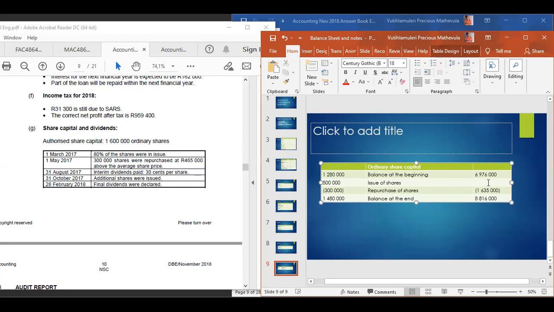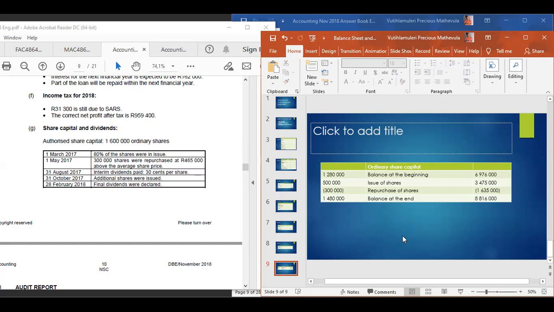So also here on the value, we're going to do the same thing. At the beginning, 6,976,000. We're going to subtract the repurchase of 1,635,000, and then we're going to subtract the value at the end of 8,816,000, and then we get the value of 3,475,000, right? So that's the new issue, and then we will move on from that.